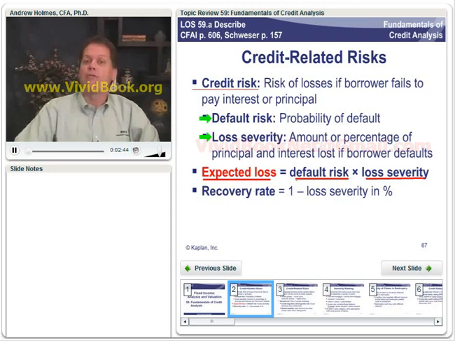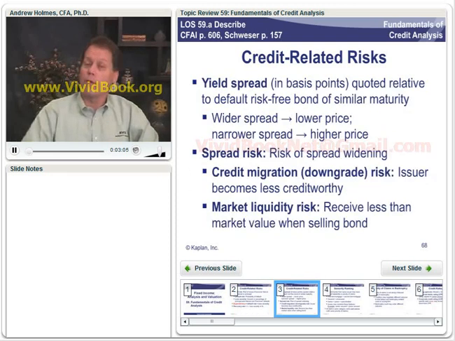So recovery rate is 1 minus the loss severity, in percent. If we say this bond has defaulted, but we had an 80% recovery, what that means is that the bonds did in fact go into default. There was probably bankruptcy court involvement, but the bondholders in the end got back 80% of what was owed them. So again, not what we're looking for when we buy bonds, but certainly a lot better than if the recovery rate had only been 5%, right? Okay, so credit risk, again, that primary consideration.